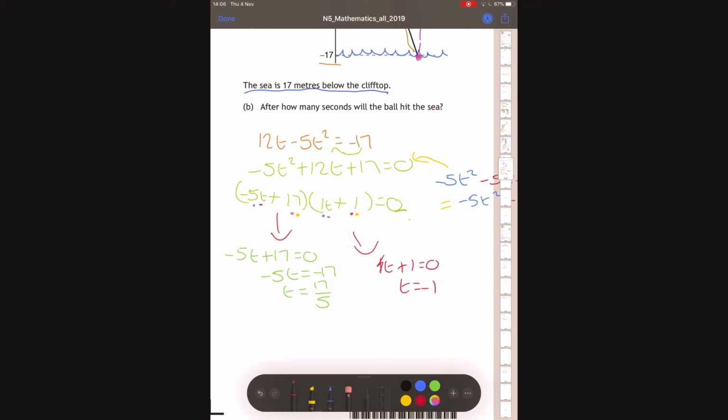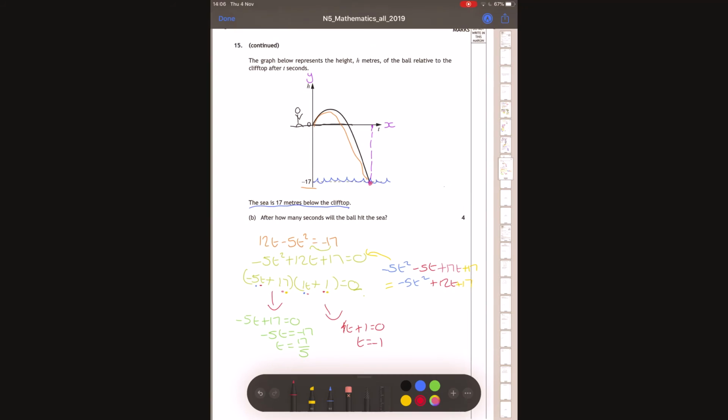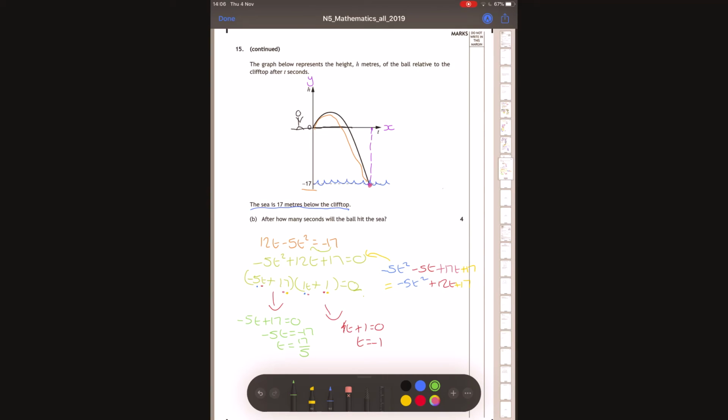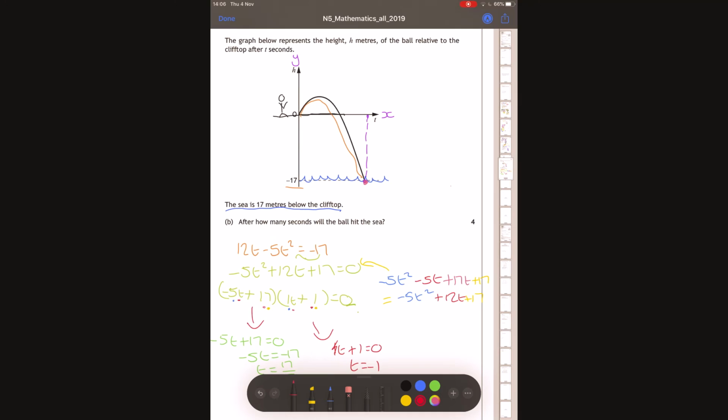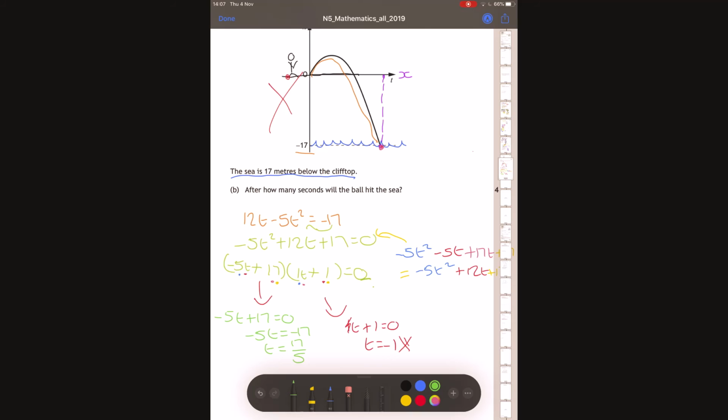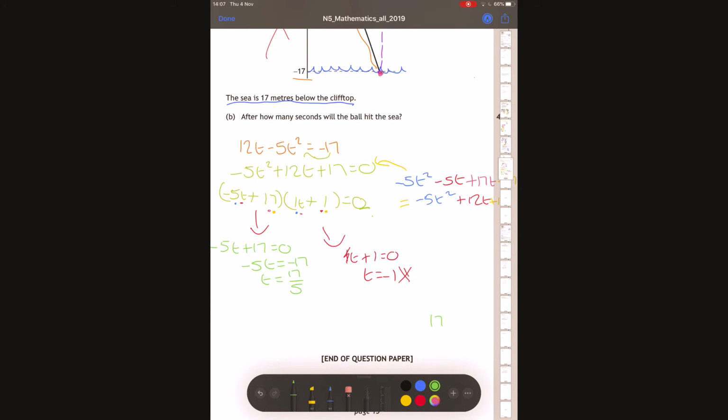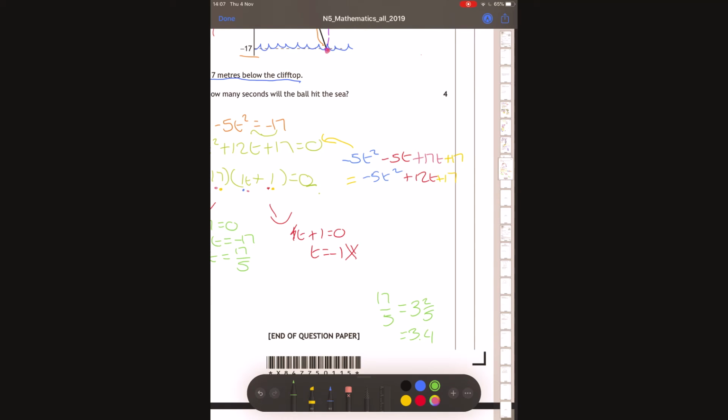Now, we've got two answers here, but which one is correct? Well, we can use the graph to help us. The graph will actually make it blatantly obvious which one is correct. So we have t is equal to negative 1. Negative 1 is probably here, but the ball hits here, so t is definitely not negative 1, is it? Put an x beside that answer to communicate that. That's not plausible.